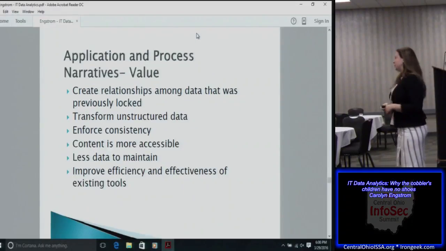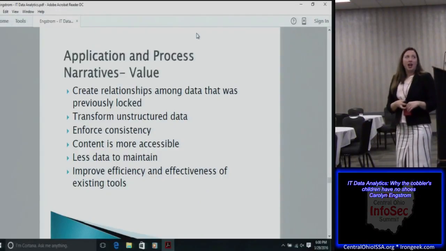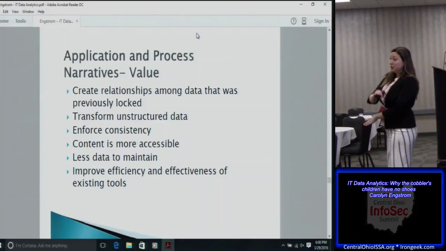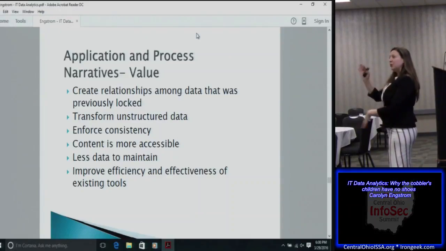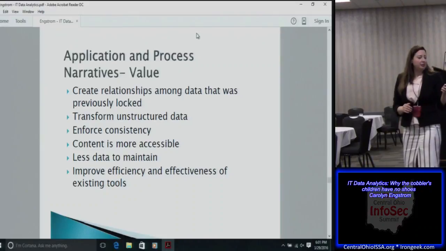It also fostered some knowledge management between the IT team and the IT audit team. So we had less data to maintain. We transformed our unstructured data in that Word document into structured data. So we could run reports of this change management. We didn't have to worry about formatting, it was all consistent data. So that actually was a benefit to our IT team, that they had less to maintain.